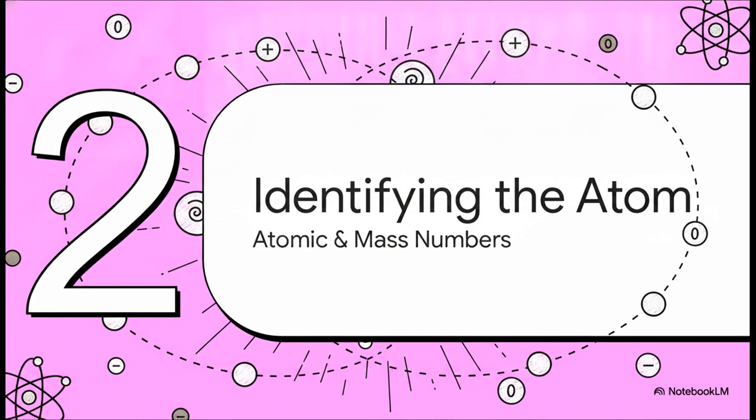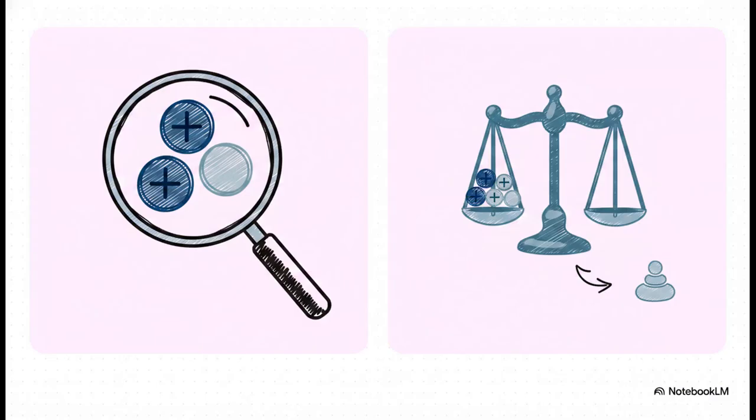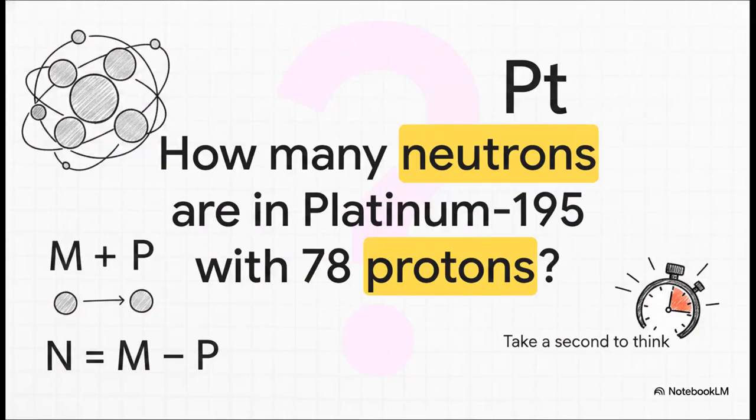Moving on to Section 2, identifying the atom. We're looking at atomic and mass numbers. Okay, so this brings us to 2 absolutely fundamental definitions, the atomic number and the mass number. The atomic number is simply the number of protons in the nucleus, and this is the defining trait of an element. If an atom has 6 protons, it is carbon, period. Regardless of the neutrons or electrons, 6 protons means it's carbon. The mass number, on the other hand, is the total sum of those heavy particles we just talked about, the protons plus the neutrons.